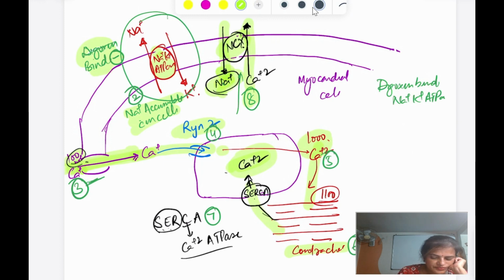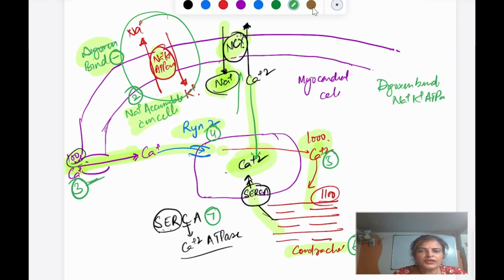So if the sodium is already there, it won't get exchanged with the calcium. So where will the calcium go? Calcium will not go out. Now what will be the fate of this calcium? Instead of going out, what will happen to this calcium? It will move within the sarcoplasmic reticulum.